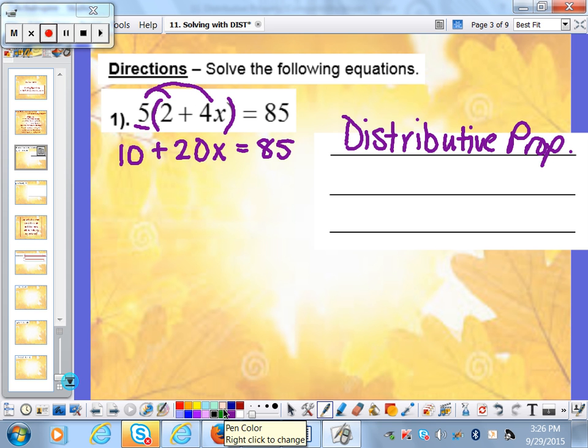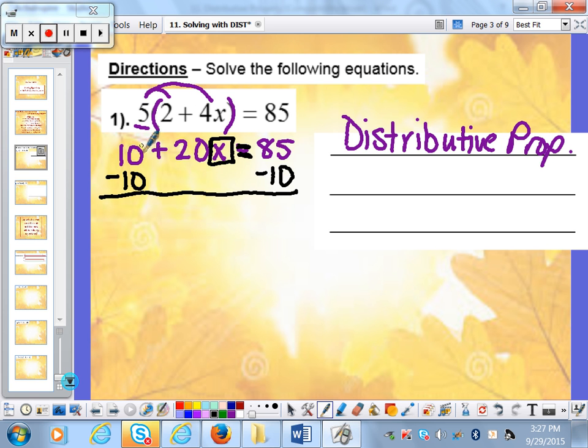Next, you're going to see if you can combine any like terms on the same side. I see a 10 and a 20x. Those are not like terms, so I cannot combine them. Now let's put a box around the x, and let's begin isolating the variable. Notice the 10 is the least connected to the x, or it's the constant, so we must get rid of it first. It is positive, so I will subtract 10 from both sides of my equal sign to get it to go away.